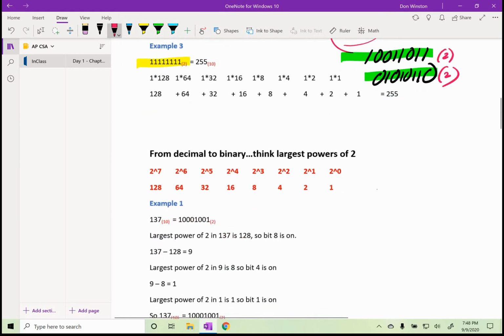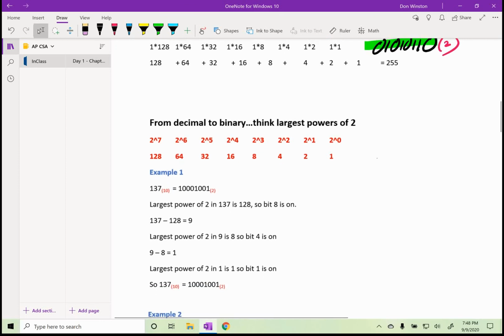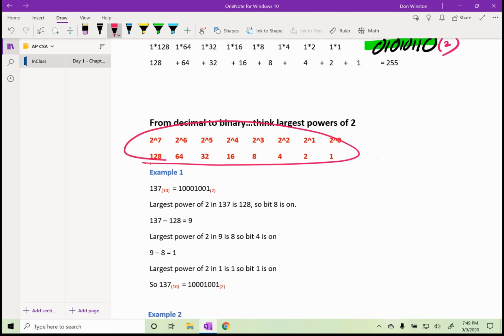Now from decimal to binary, think largest powers of 2. And again, I have included powers of 2 because that helps me as I'm going the other way. So here I have the decimal number 137, that's base 10. Well, what is that base 2? I ask myself, the largest power of 2 in 137 is 128. So bit 8 is on.